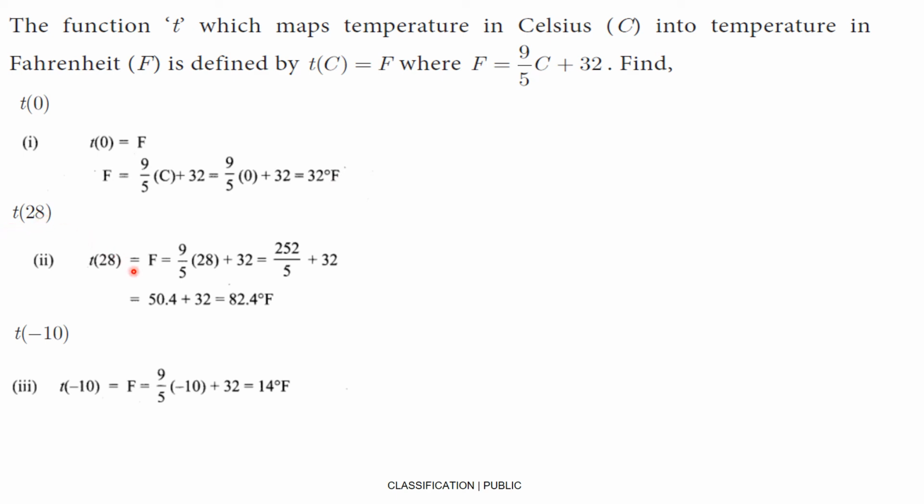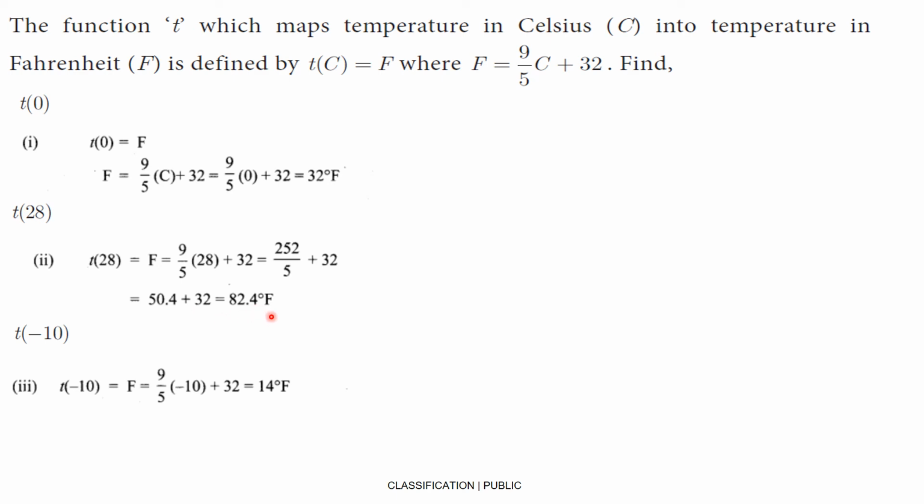Next, T of 28. So T of C equal to F. Therefore T of 28 equal to F. F is the value 9 by 5C plus 32. So instead of C you put 28: 9 by 5 into 28 plus 32, multiply 9 into 28, 252 by 5 plus 32. So you can simplify, you get 50.4 plus 32, 82.4 degree Fahrenheit.